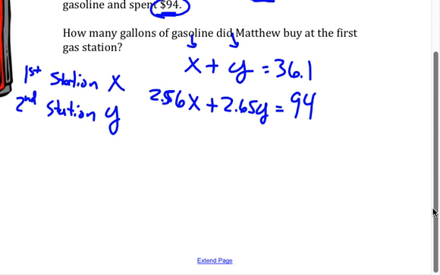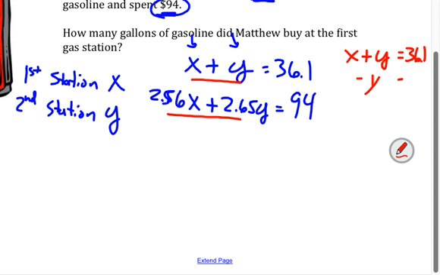And all we really know right now, I would probably use elimination on this, but I'm going to show you that you can use substitution. It has to be solved for one of the variables. Well, both of these equations are in standard form. There's an x and a y on both sides. Which one would probably be easiest to solve for one of the variables? Well, if I subtract y from both sides in the first one, I'll get x equals 36.1 minus y.